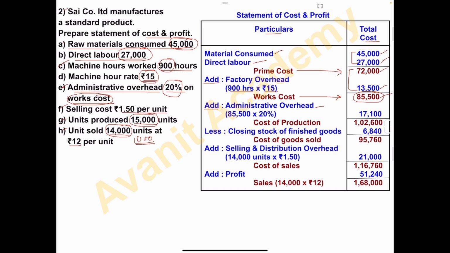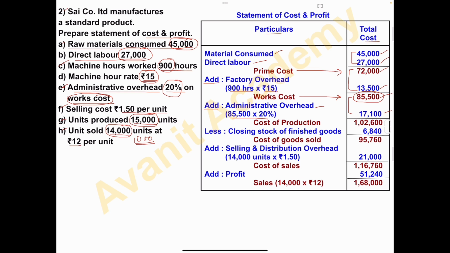So works cost amount ಎಷ್ಟಾಗಿದೆ ಎಷ್ಟು ಬಂದಿದೆ 85,500. ಅದರ 20% ಅನ್ನ ನಾವೇನ್ ಮಾಡಬೇಕು administrative overhead ಅಂತ ತಗೊಳ್ಬೇಕು. Show here calculation, right in bracket. Works cost amount is 85,500 into 20%. Mention in the problem 20%. Calculate this. 85,500 into 20%. You will get 17,100. So 20% of works cost will be 17,100. 17,100 is the administrative overhead.